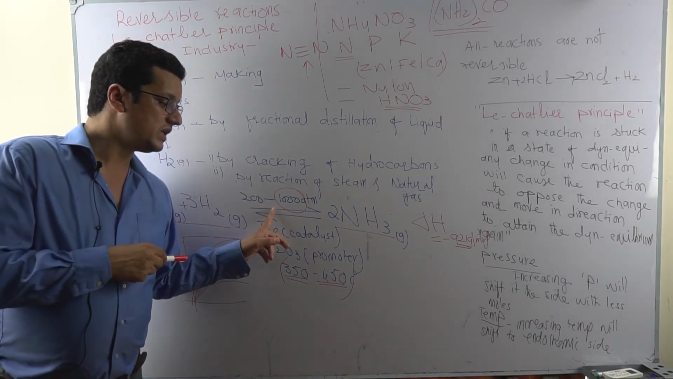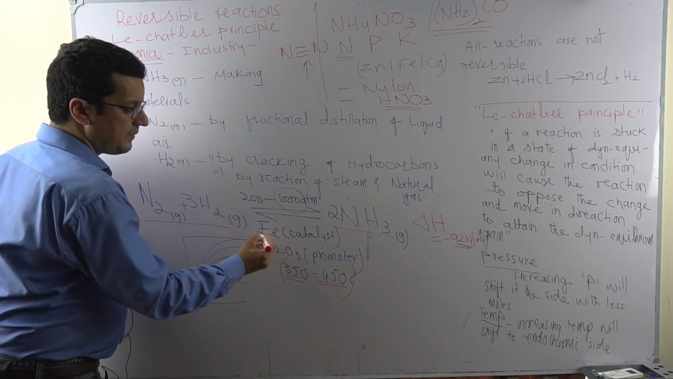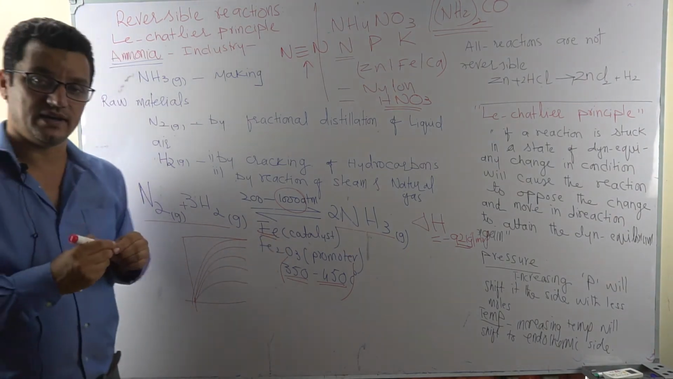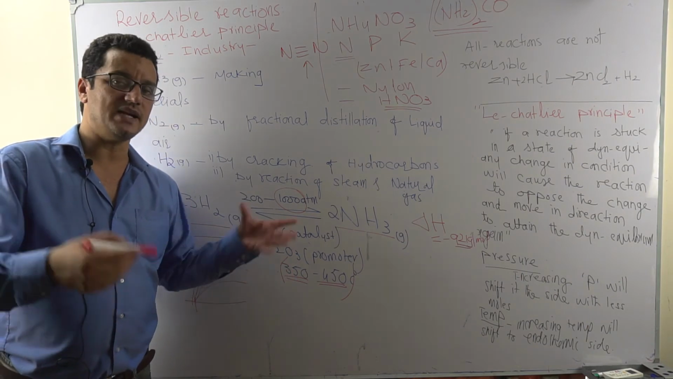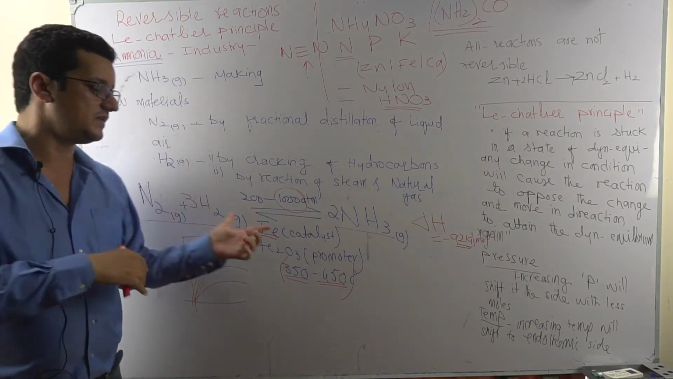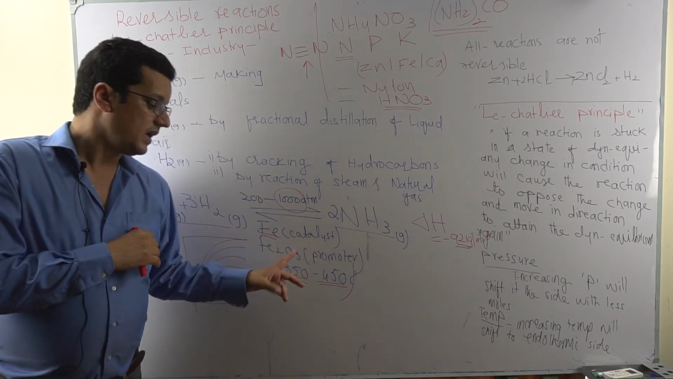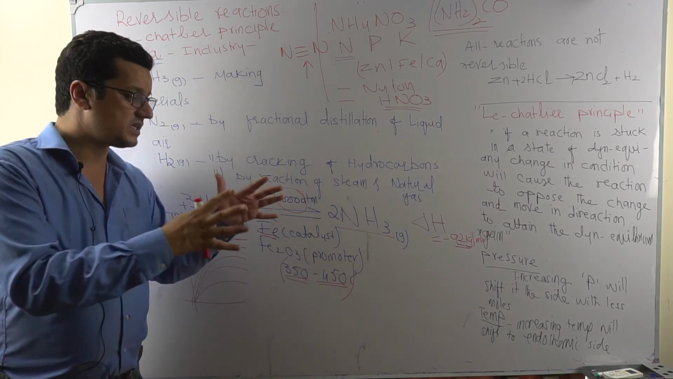And a pressure of 200 to 1000 atm, and iron as a catalyst. Fe, a transition element. Transition elements are the best catalysts, and iron is a cheaper option. There are huge beds of the iron catalyst, where gases are adsorbed on the surface and activation energy is lowered. Iron oxide is not the catalyst, it's only the promoter that helps in the collisions.